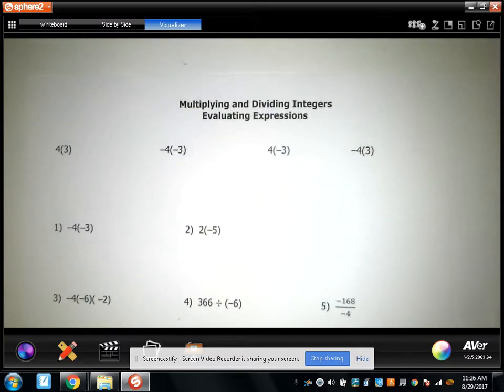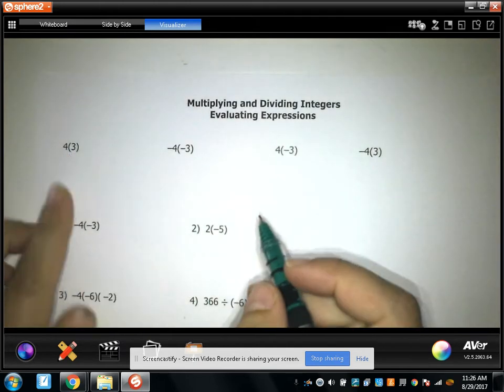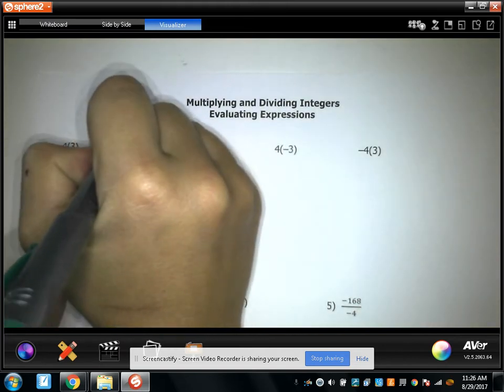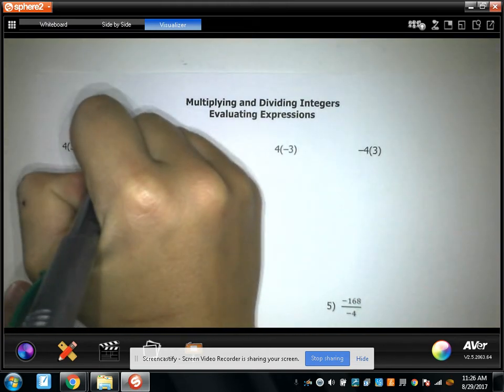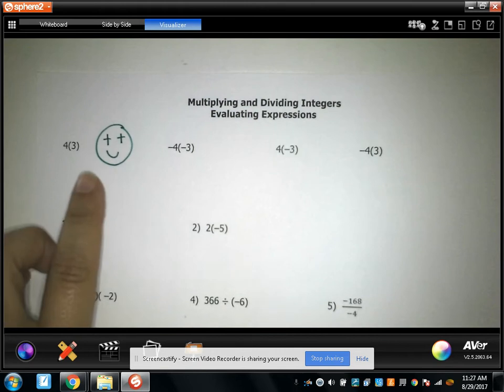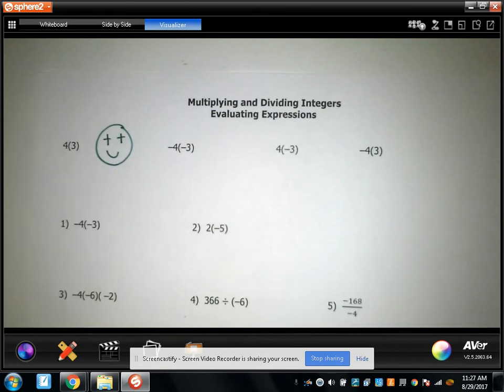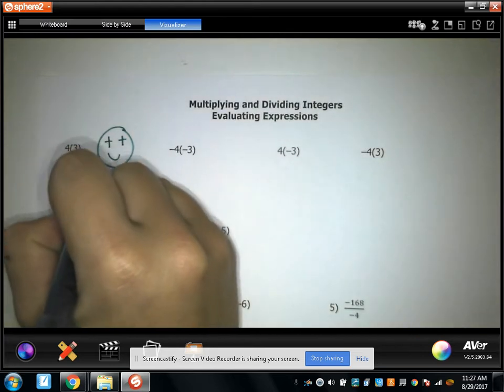All right, so let's just start with the rules of multiplying and dividing integers. This reads as 4 times 3. And both of those numbers are positive. And this is what you guys have already learned how to do in 3rd, 4th, 5th grade. 2 positive numbers equal a positive, and the answer is positive 12.